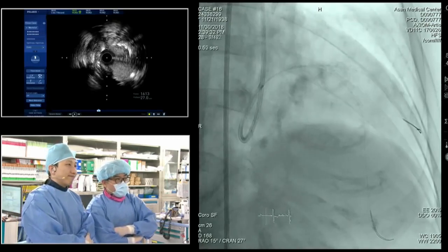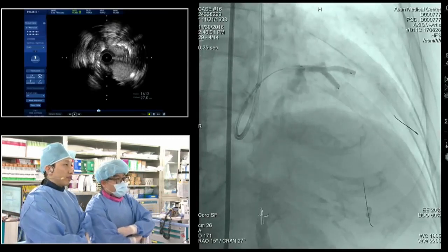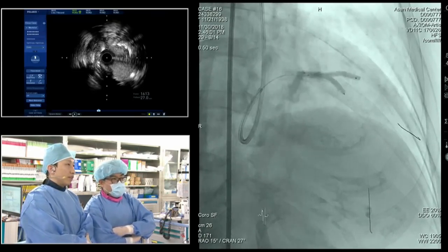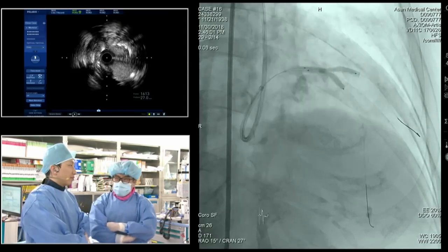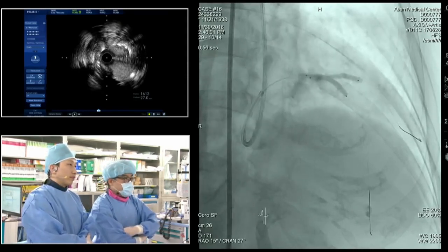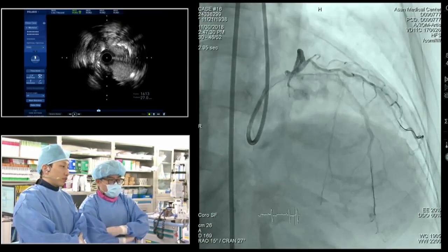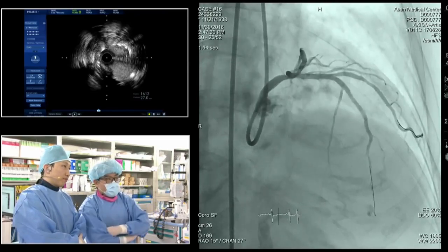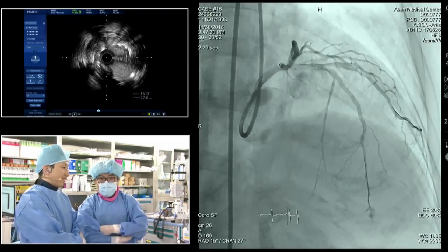And then we go for a DEB kissing balloon. So these are two 3.0 by 30 Pantera Lux inflated at 12. And inflation was kept for 50 seconds. She had some chest pain and some ECG change, but she tolerated the procedure well. And this is the shot right after the double ballooning. This is where we are right now.